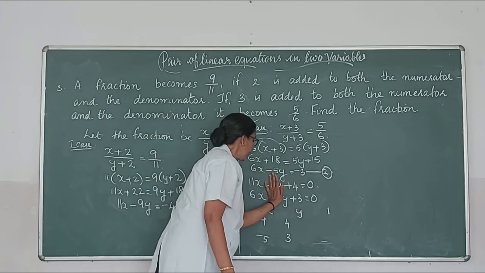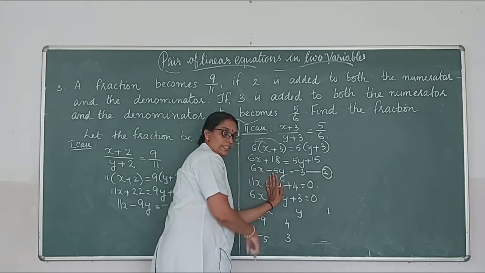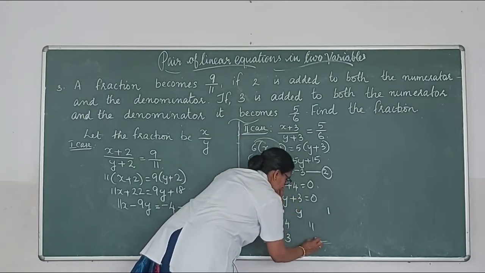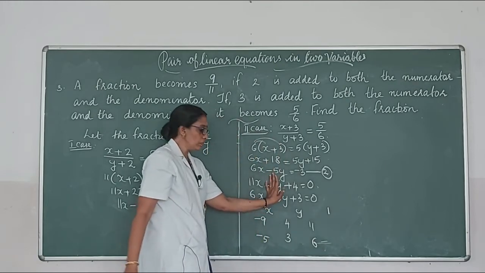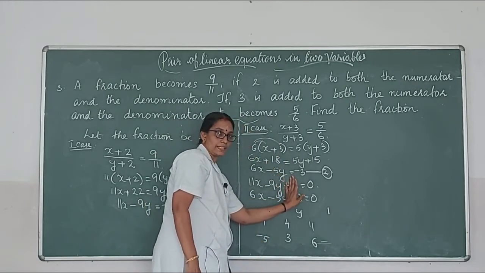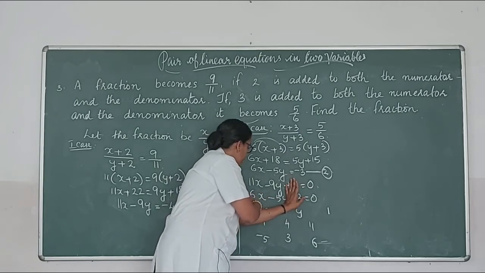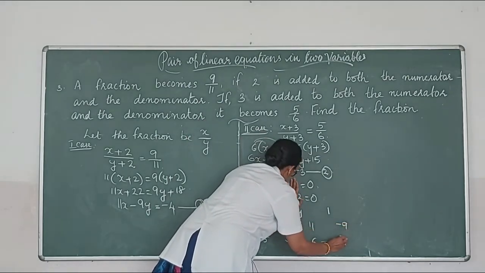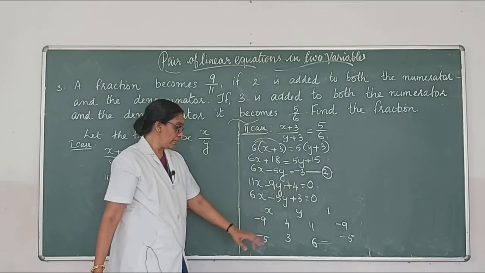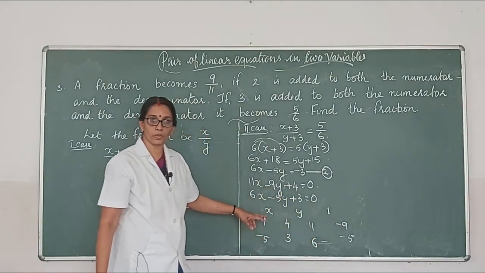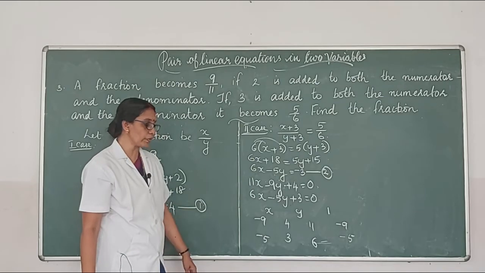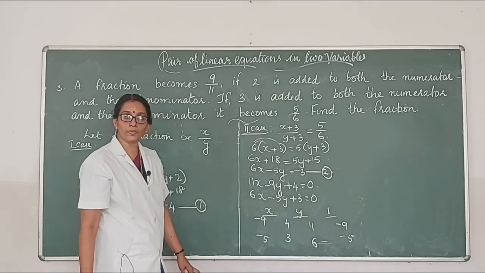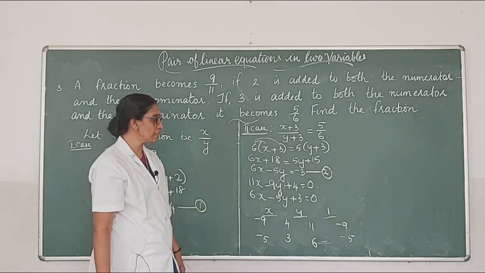Now, for y, we have to take the remaining coefficients. Already 4, 3 are here and we have to take 11, 6. Now, for the constant term, avoid the constant term and take the remaining coefficients. Already 11, 6 are here and we have to take minus 9, minus 5. You have to practice these arrangements with more questions. Then cross multiplication will be easy for you. And now how will you frame the equations?